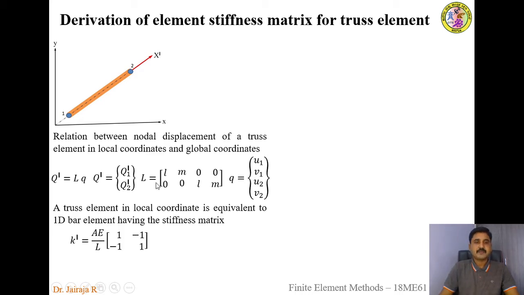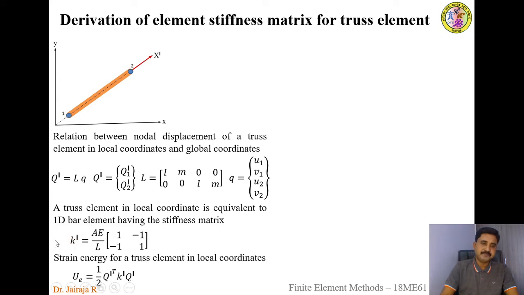Then a truss element in local coordinates is equivalent to a 1D bar element having the stiffness matrix. So the stiffness matrix for the truss element in local coordinates can be expressed as K dash is equal to AE divided by L times the matrix [1 -1; -1 1]. A is the area of the truss element, E is the Young's modulus, L is the length of the truss element, and K dash is the element stiffness matrix for the truss element in the local coordinate system.